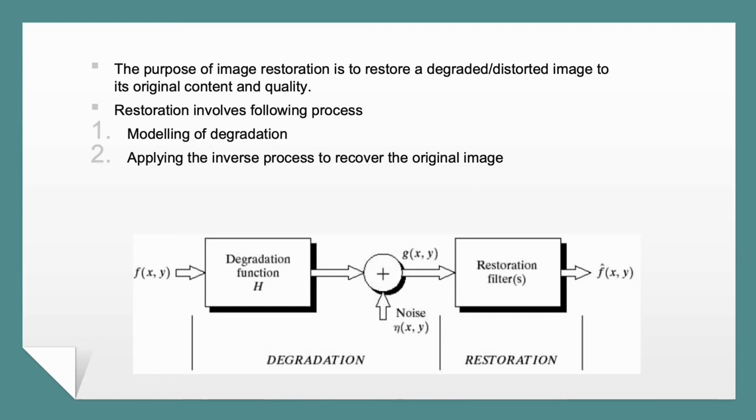There are many types of restoration filters we'll discuss in the next slides, but for now we can see the formula of how to get the image restored. We have a degradation function h, and the function of the image is processed with the degradation function, and after that the restoration filter values are inserted, and after that we get the restored image.